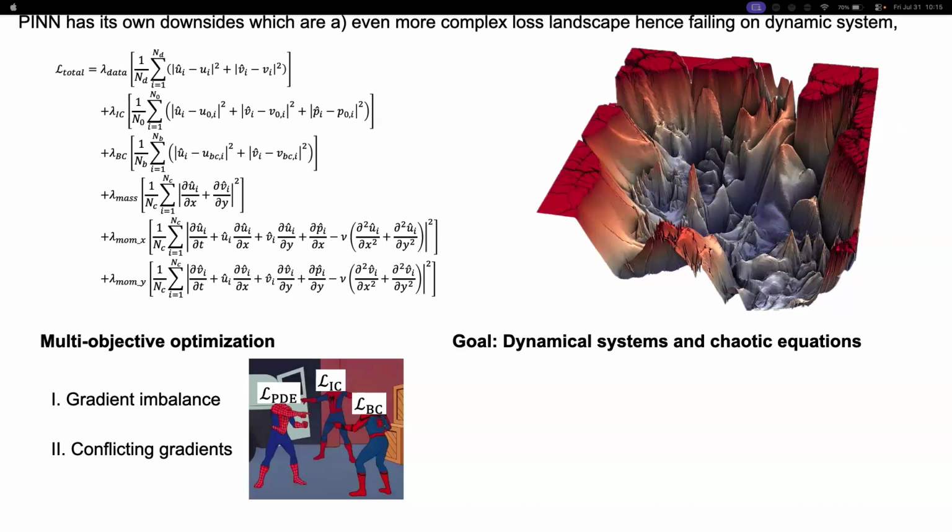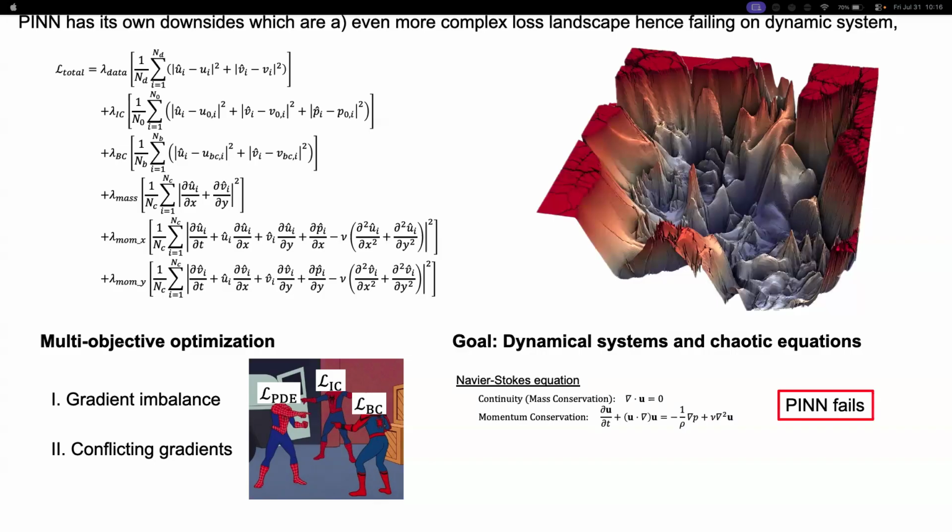And our ultimate goal is to solve the dynamical systems and chaotic equations that we cannot solve. For example, the Navier-Stokes equation is one of them. This is very challenging because it is one of the Millennium Problems for a reason. So it is kind of reasonable that PINN fails on this kind of equation.